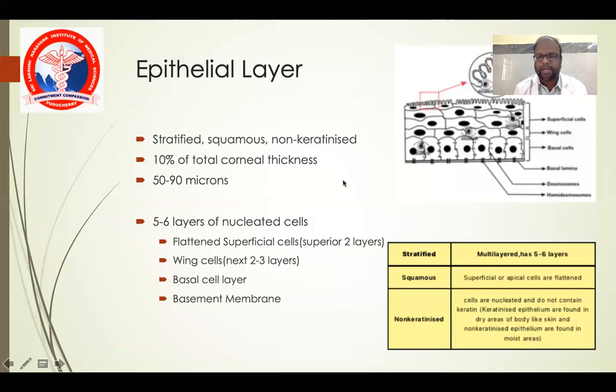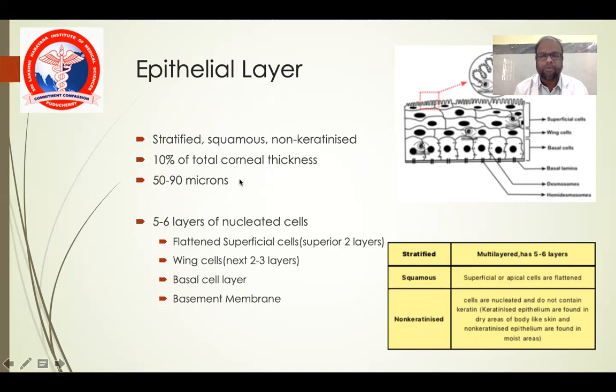Next, going into detail about each and every layer, the epithelial layer. As I told you, the epithelial layer is made up of stratified, squamous, non-keratinized epithelium. Stratified means they are arranged in layers. Strata means layer. Squamous cells are more flattened cells. Unlike the skin, which has a keratinized epithelium, the corneal epithelial cells are non-keratinized. The epithelial layer contributes to 10% of the total corneal thickness.